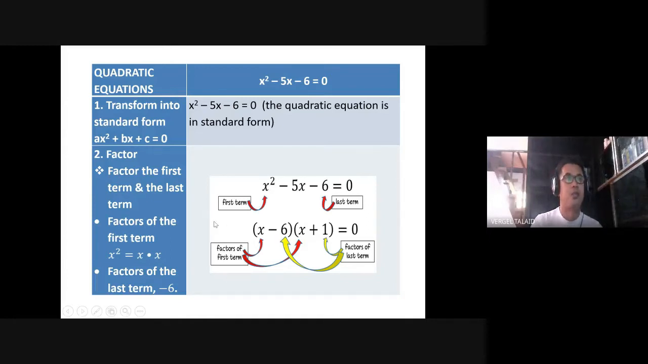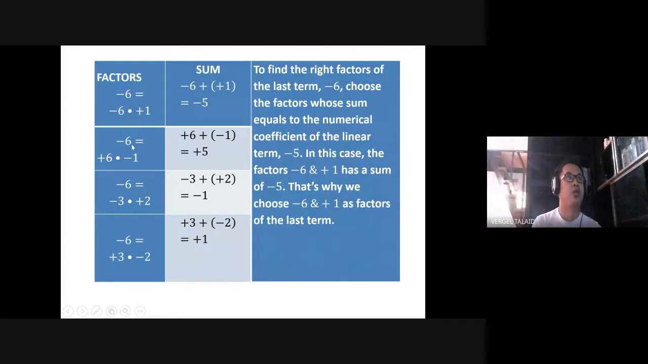Now, there are many factors of negative 6. We have here 6 times negative 1. We have a negative 3 times positive 2. We have a positive 3 and a negative 2. Getting the sum of 3 and negative 2, the result is positive 1. Negative 3 and positive 2, that is negative 1. 6 plus a negative 1, that is positive 5. But for a negative 6, added by positive 1 is equal to negative 5.